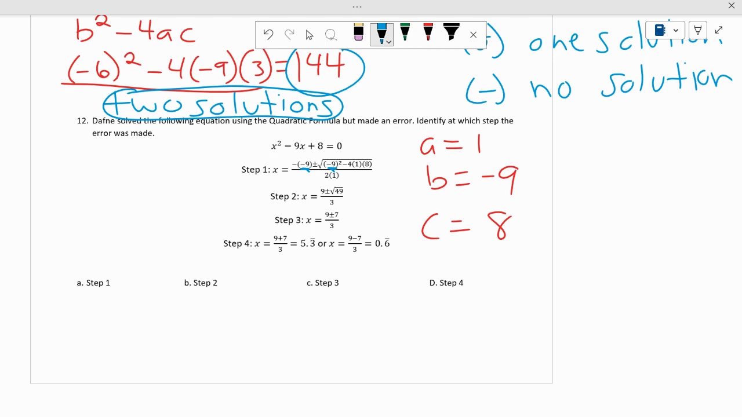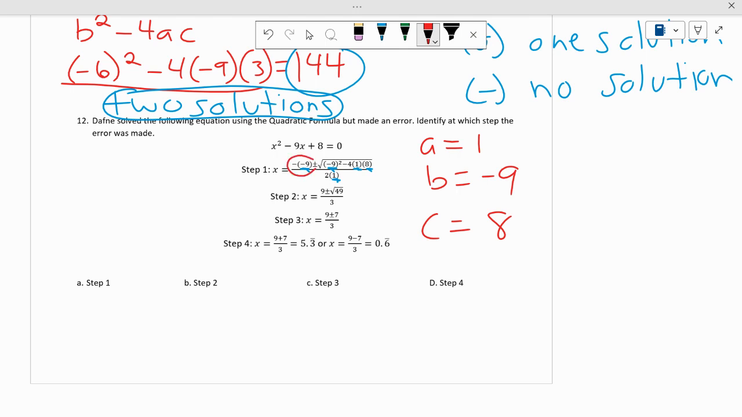-9, right there, it's good. Minus 4A, A, she put in a 1. C, 8 is C, good. And then in the bottom, 2A, 2 times 1. So step 1 is good, she plugged everything in correctly.